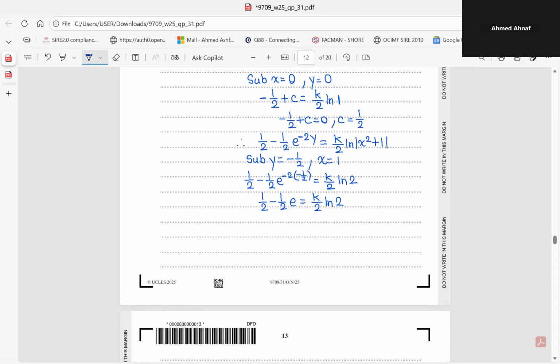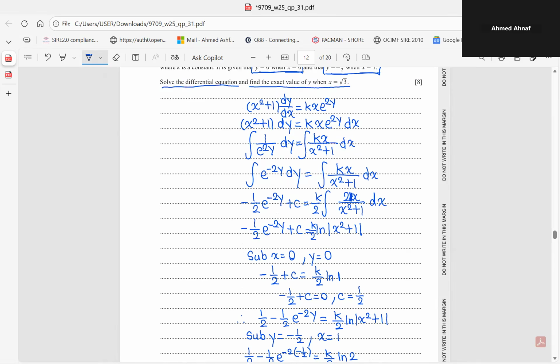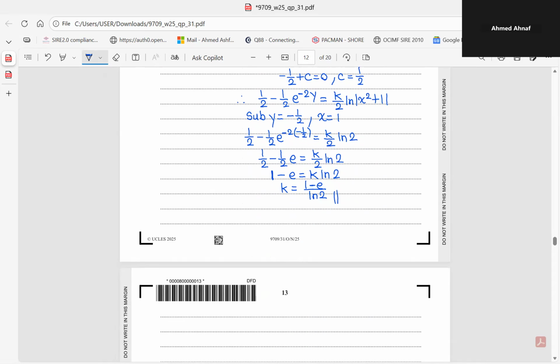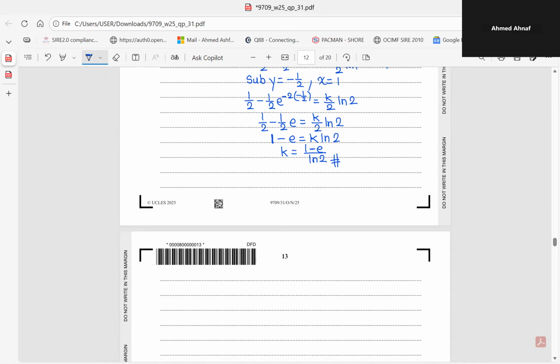So multiply both sides by 2, you get 1 minus e equals k ln 2. And to get k, just divide both sides by ln 2. You get (1 minus e) over ln 2. So yeah, we're just going to keep this exactly as it is. We're not going to approximate it.